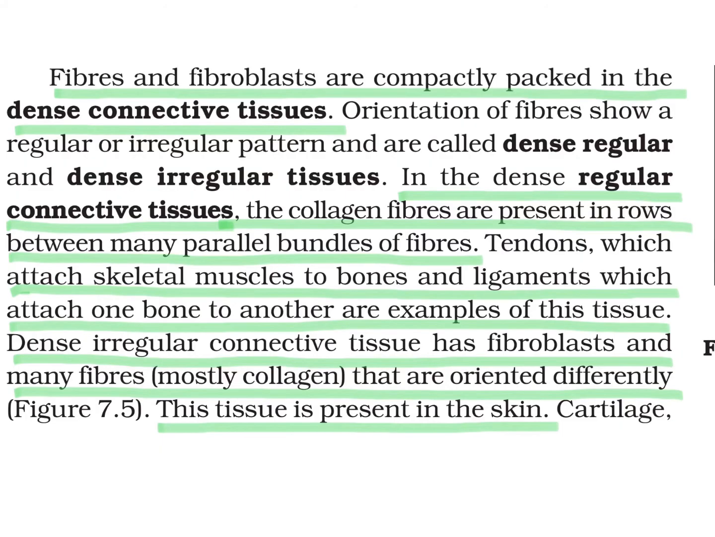Again we will see this description. Here we will focus on dense irregular connective tissue, and it has fibroblasts and many fibers. They are oriented differently. They are not in a regular pattern, but actually they are irregularly arranged, and with the help of a diagram we come to understand how these fibers are arranged. Let us see.